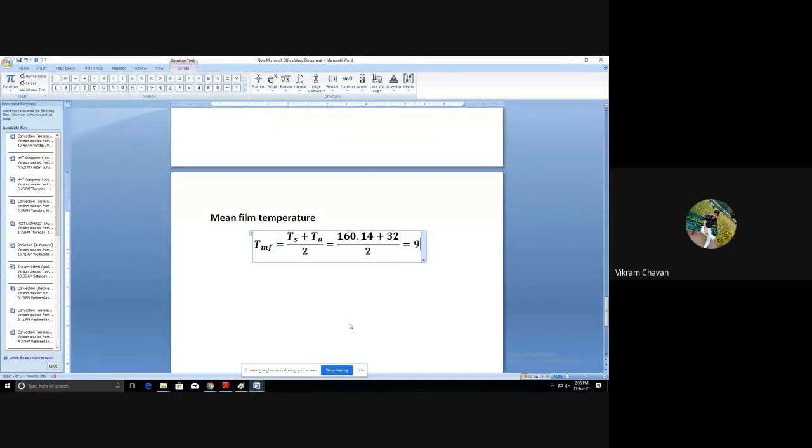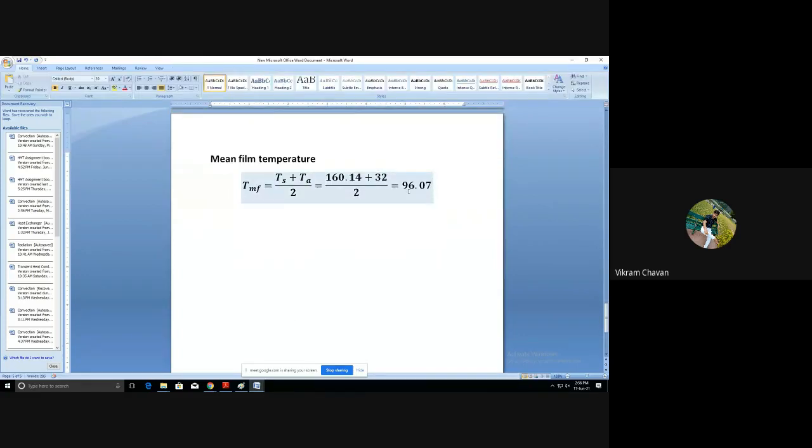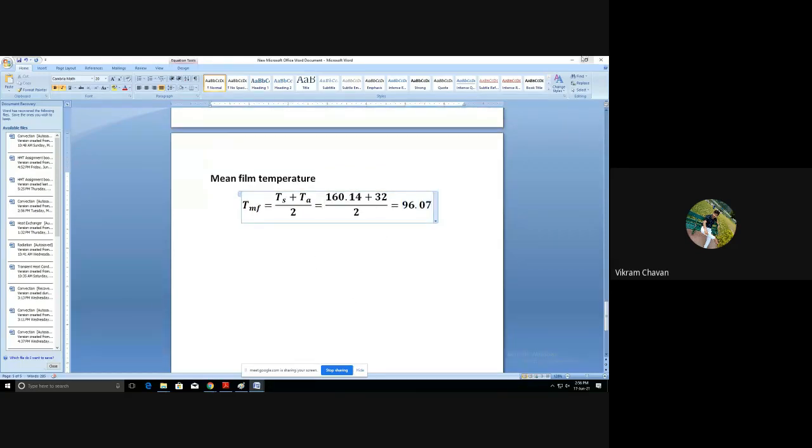96.07. Okay, 96.07. So we have to determine the properties of air like dynamic viscosity, specific heat, thermal conductivity of air, and kinematic viscosity. These properties we have to check at this particular temperature, and for that reason we require the property table.